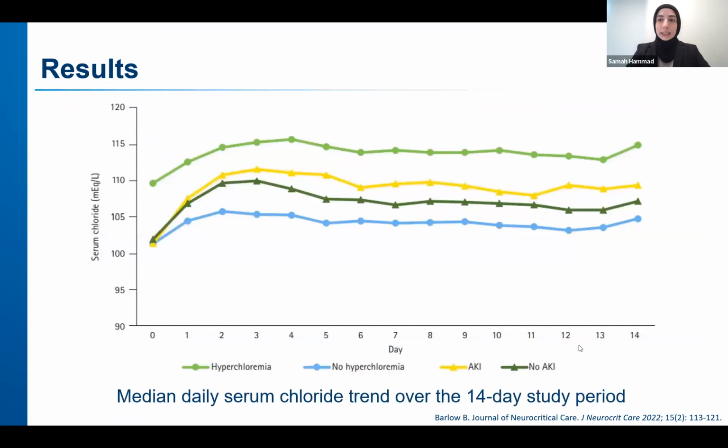Here we have the median daily chloride trend over the 14-day study period, looking at serum chloride on the y-axis. The patients who developed hyperchloremia are in green. The patients who did not develop hyperchloremia are in blue. Also, AKI is in yellow, and no AKI is that darker green color. As we can see here, the chloride concentrations reached a max mean concentration by day 4 in patients with hyperchloremia, and it was about day 2 in those no hyperchloremia patients. And this was consistently seen throughout those 14 days of admission. And again, those rates of AKI were similar between both groups. And this is how it looked at day 14.